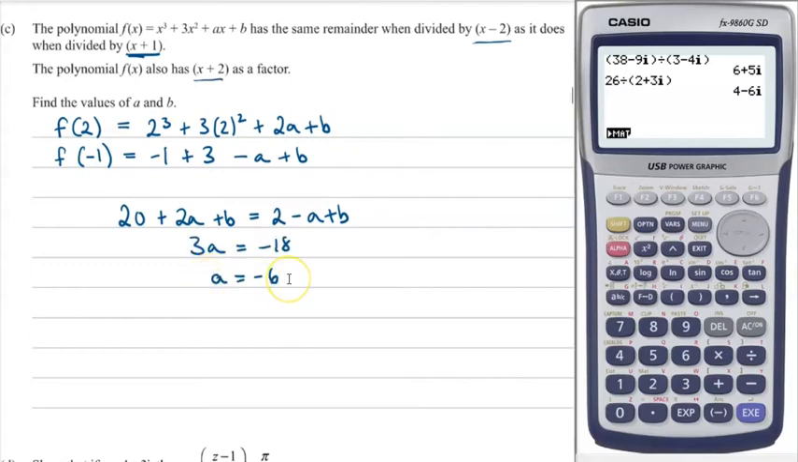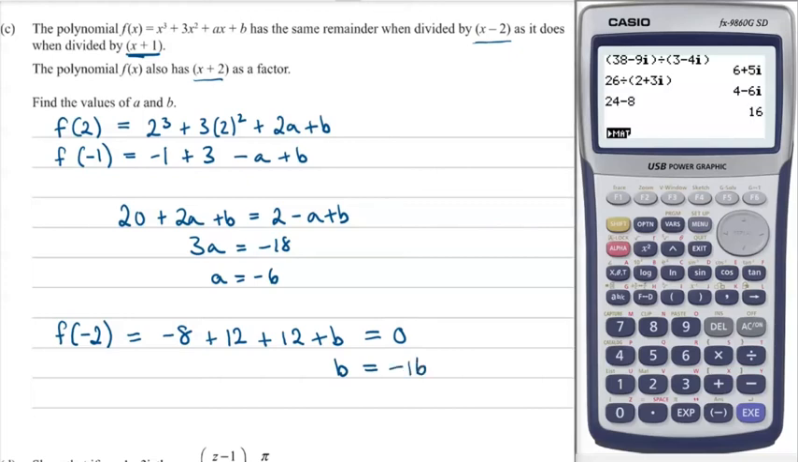So I've got here that a is minus 6. I can't work out b at the moment because they would cancel each other out, but we do have this other bit of information up here that x plus 2 is a factor, which means the remainder would be 0. Or in other words, we can put in f of minus 2 from that factor and set it equal to 0. So if we put 2 into this equation, sorry, minus 2, it would be minus 8 plus 3 times 4, which would be 12. We know that a is minus 6, so minus 6 times minus 2 is 12, and then plus b, and that's going to equal 0. So then b is minus 16.